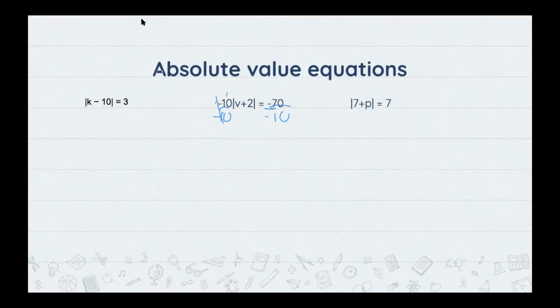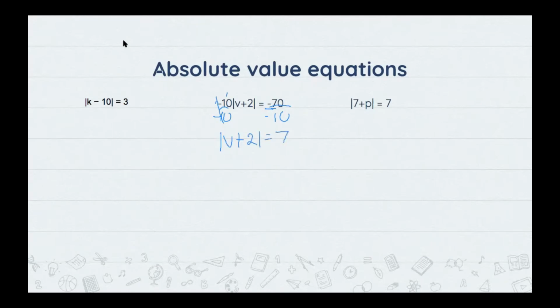You have to get rid of this number first, and then you get the absolute value. So you have to divide negative 70 by negative 10. Negative 10 divided by negative 10 will just cancel out because you get 1, and the 1 doesn't do anything. So what is negative 70 divided by 10? Positive 7. Correct.